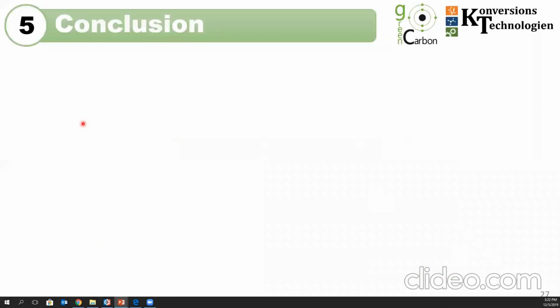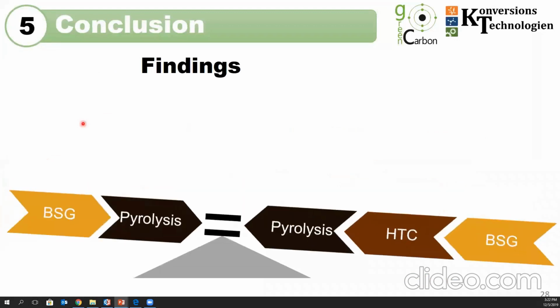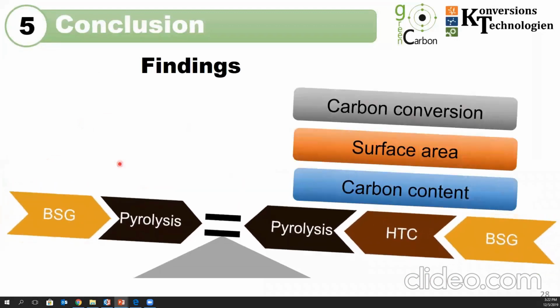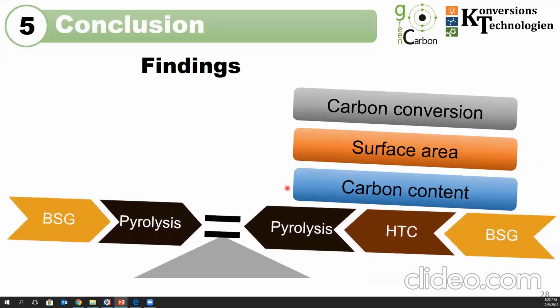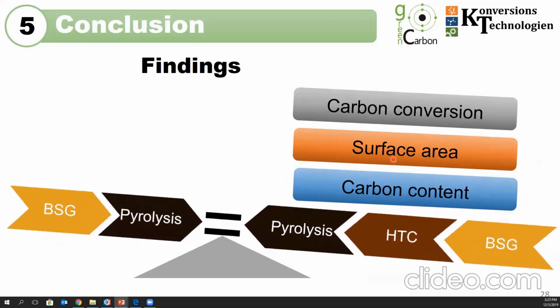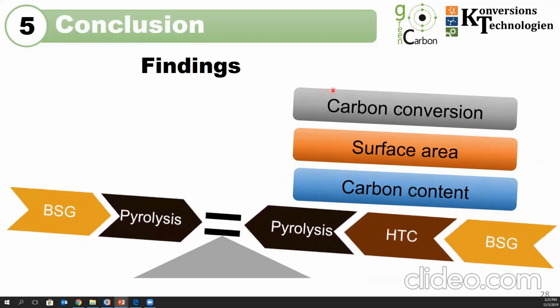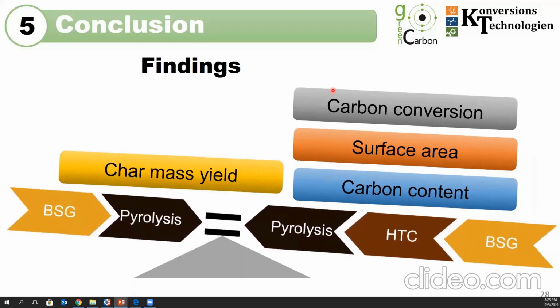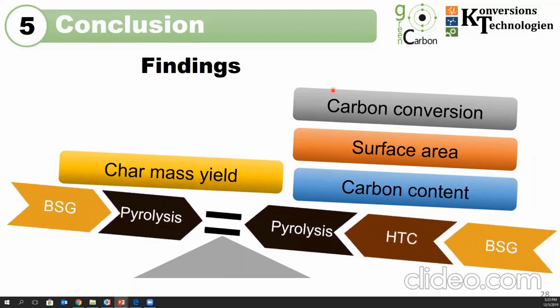Then I want to show you some conclusions. So the findings from this study are that the two-step process is beneficial due to the higher carbon content of the final biochar, higher surface area, as well as higher carbon conversion to the char. And the char mass yield is between both scenarios, depending on the condition used in the pretreatment.